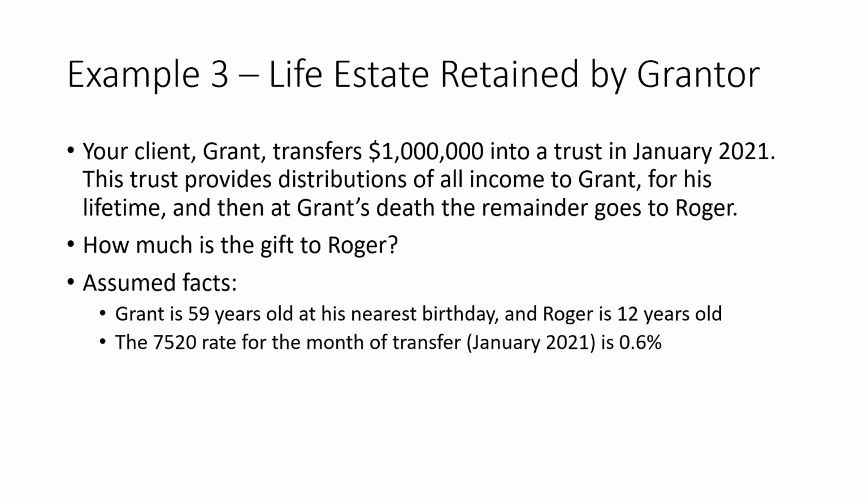Now, finally, for example 3, we're going to look at what if Grant didn't give away that life estate? What if he kept it for himself? So instead, he put $1 million into this trust, and it provides that all income will be distributed to Grant for his lifetime, and then at his death, the remainder would go to Roger.